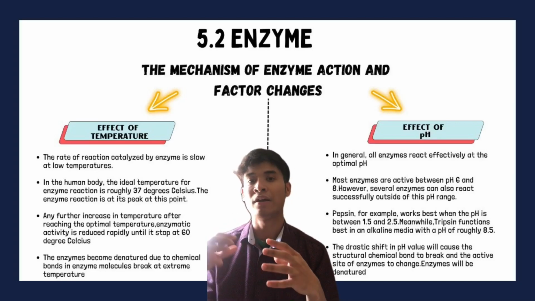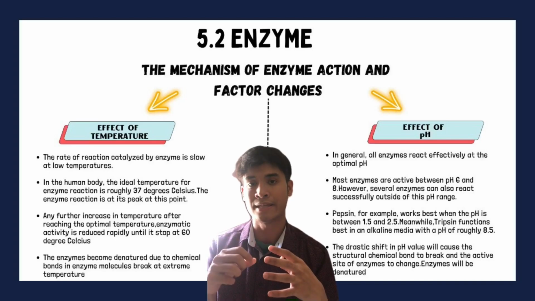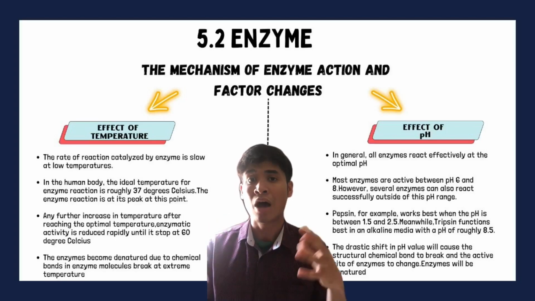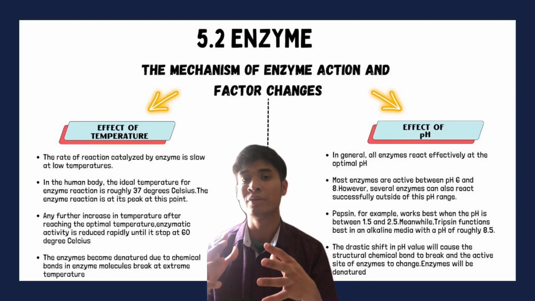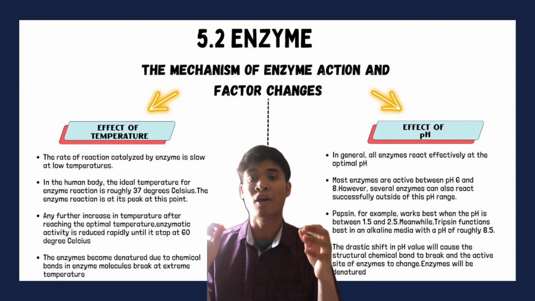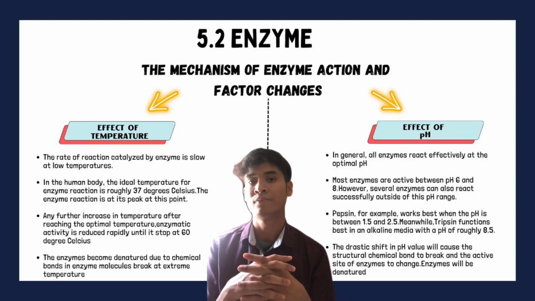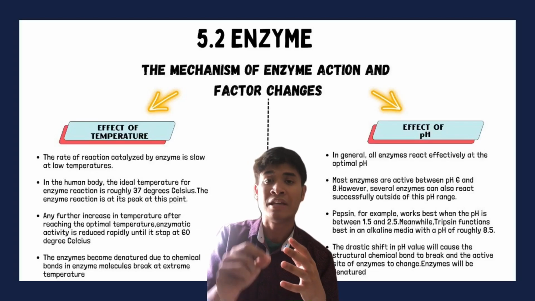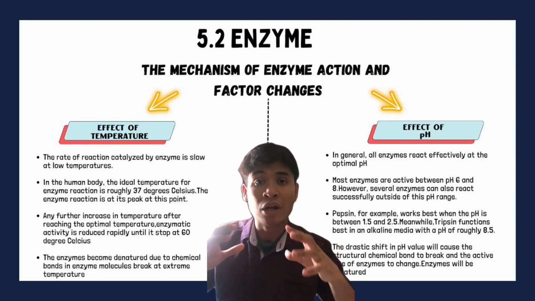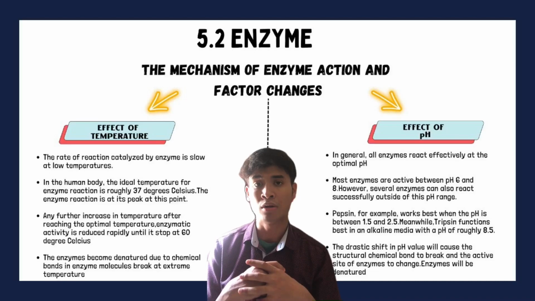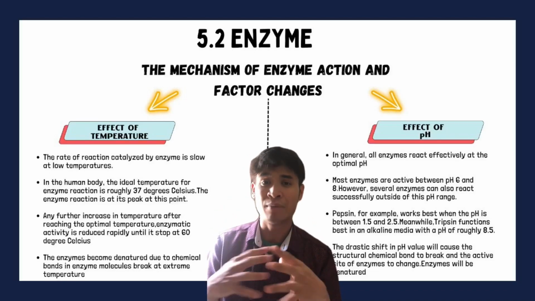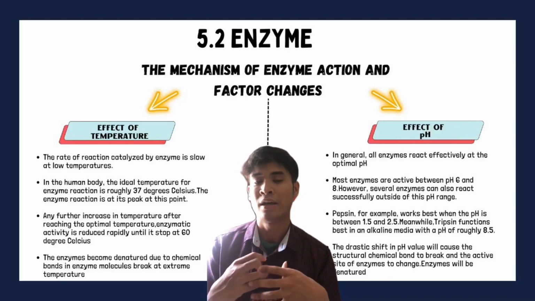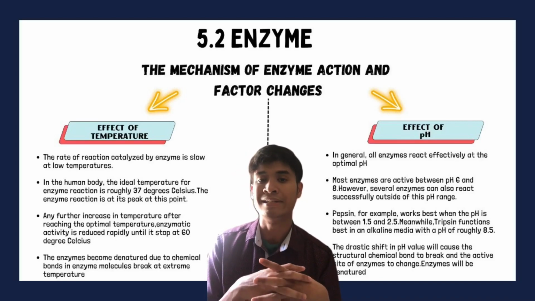Next is the effect of pH value on the enzyme. Most enzymes are active between pH 6 and 8. However, several enzymes can also react successfully outside of this pH range. You all must remember that a drastic shift in pH value will cause the structural chemical bonds to break and the active site of the enzyme to change, and then the enzyme will be denatured.